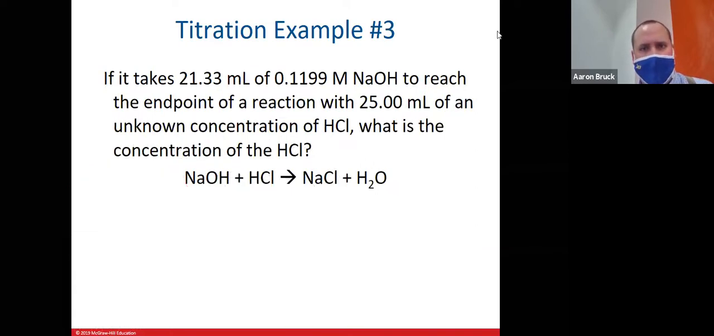All right. I want you to try this one. We've already got the balanced chemical equation set up. We've already got everything kind of there for you. Let's see if you can do something with the data. So we've got 21.33 milliliters of 0.1199 molar sodium hydroxide reacting with 25 milliliters of HCl. What is the concentration of the HCl?